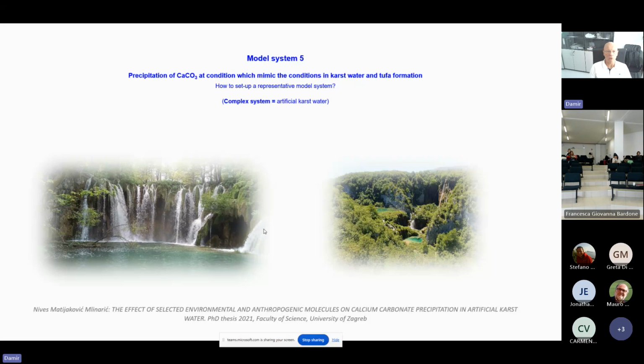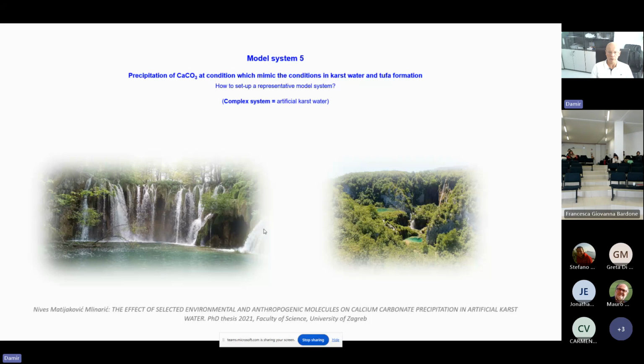I'll try to demonstrate the case of precipitation of calcium carbonate at conditions which mimic the conditions in karst water, in which tufa formation is evident. Actually, the main goal of this part I'm going to show is how to set up a representative model system, so it means a system which closely resembles the natural environment.